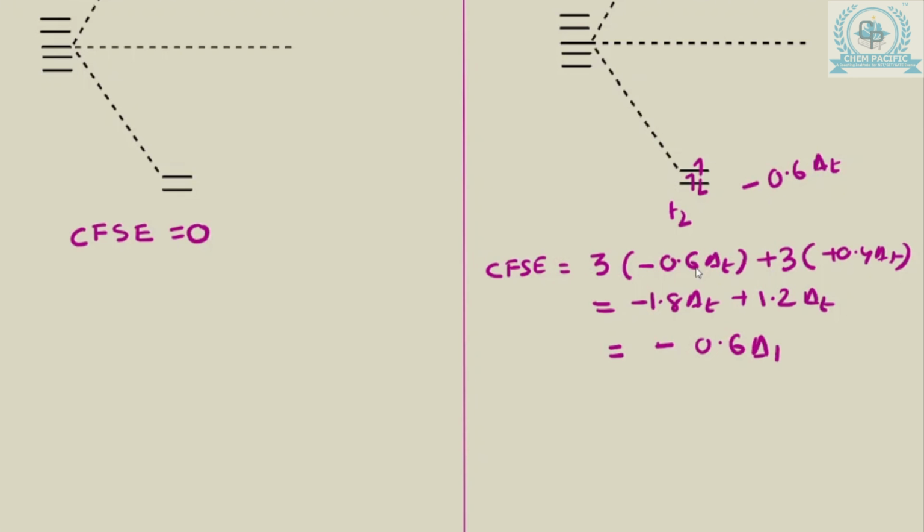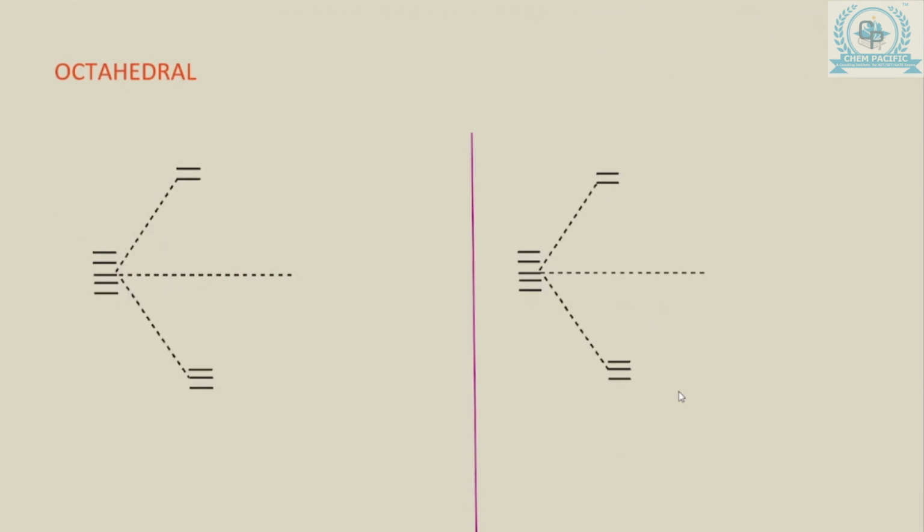which is going to be -0.6 delta T. And since we know that delta T is equal to 4/9 of delta 0, we have to convert it into delta 0, and the answer you are going to find will be -0.27 delta 0. Clear? So this I have calculated in the tetrahedral field for both. After this, we will do the octahedral field.